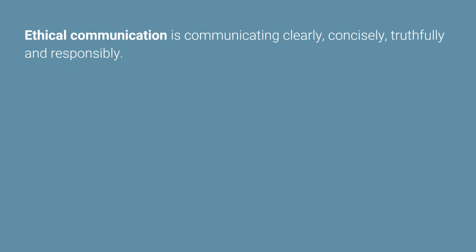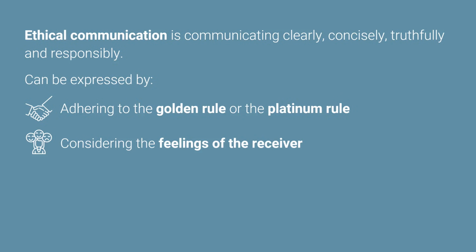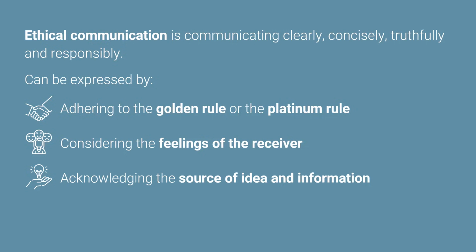Ethical communication can be expressed by 1. Adhering to the golden rule or the platinum rule. 2. Considering the feelings of the receiver. 3. Acknowledging the source of idea and information. And 4. Speaking the truth.